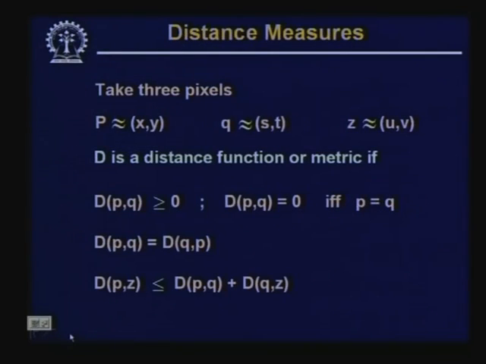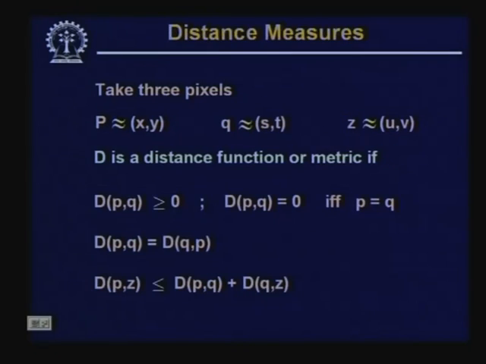Now, when I come to the digital domain, this is not the only distance measure that can be used. There are various other distance measures which can be used in the digital domain. Those distance measures are, say, city block distance, chessboard distance, and so on. To see that if d is a distance function or a distance metric, what is the property that should be followed by this distance function d? For this, let us take 3 points.